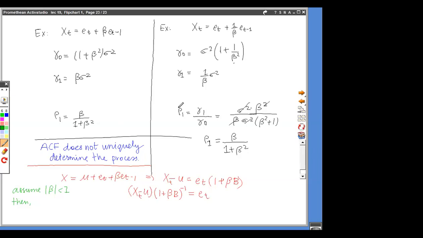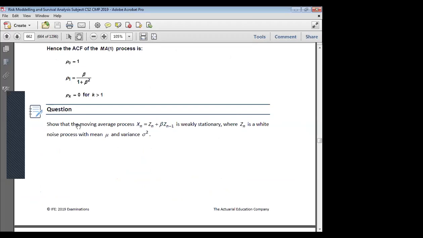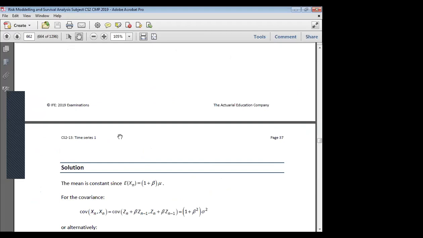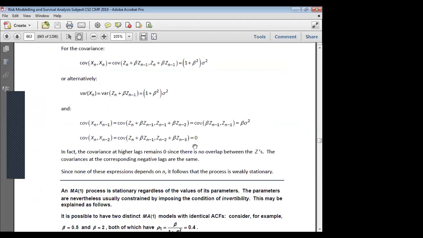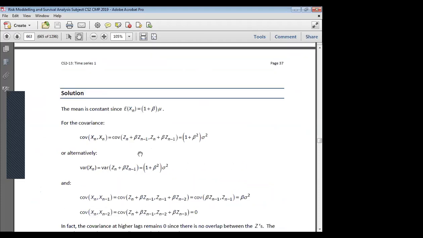Did you guys try? Yes, ma'am. So can you put up your answers? And so were you guys able to solve this question? Yes. So I hope you all have just checked your solutions there. So does anyone have a problem with this question?